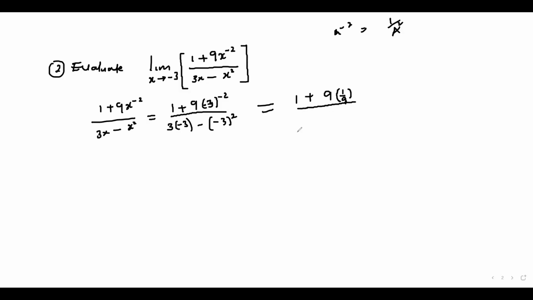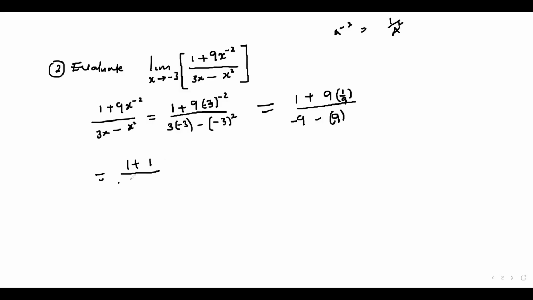Divided by. Now, the denominator: 3 times minus 3 gives us minus 9, minus 3 squared gives us what? Positive 9. So we have that. So let me bring everything down here now. We have 1 plus, now 9 times 1 at this part. 9 times 1 is 9. 9 divided by 9 is what? 1.